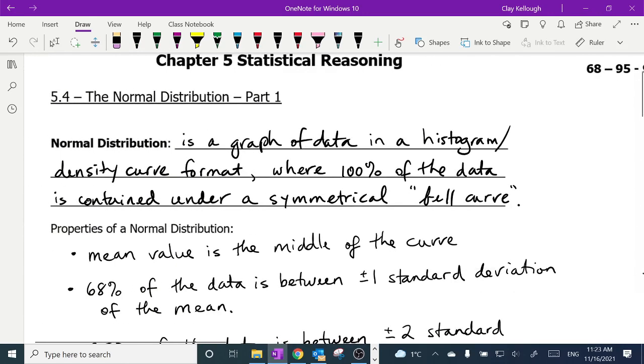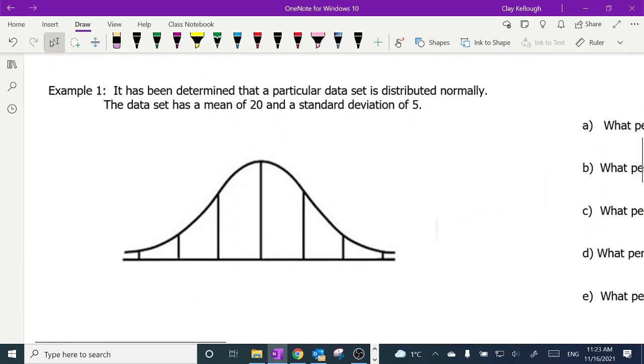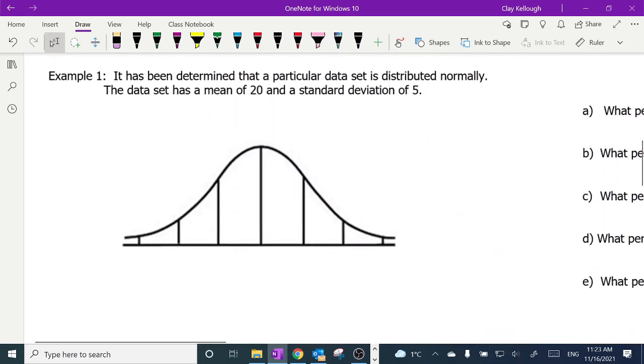So let's move on to an example. It has been determined that a particular data set is distributed normally. The data set has a mean of 20. So that means this value right here on the graph is 20. If that value is 20 and the standard deviation is 5, that means this is 25, this is 30, this is 35. Counting the other way, this is 15, this is 10, and this is 5.